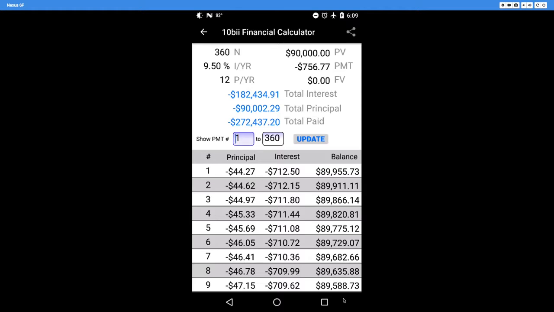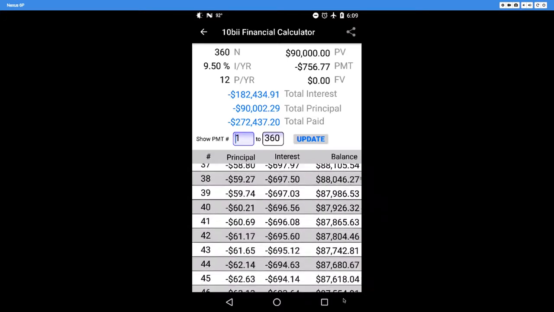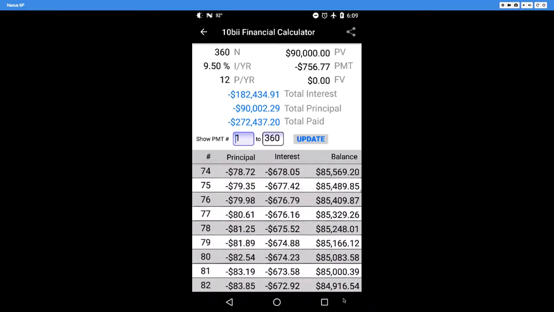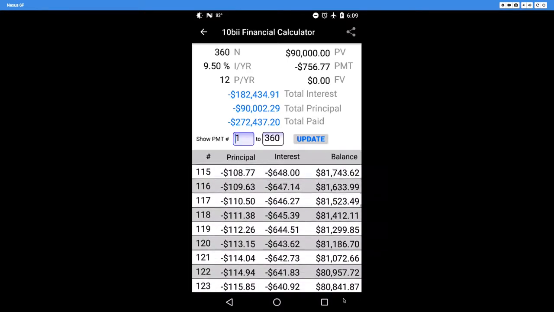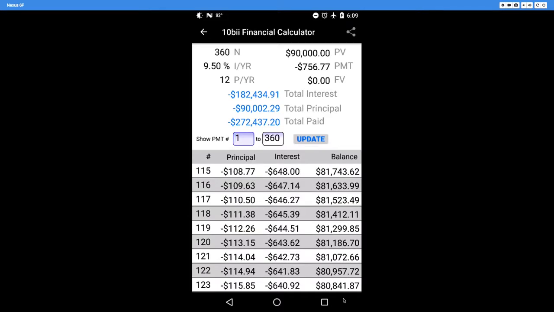The way that amortized loans work is that everything is front-loaded. All your interest is front-loaded. You make your money up front from interest, right? As you scroll down, let's go down to payment 120, which would be 10 years in. 10 years in, that loan has $113 going to principal, $643 going to interest.